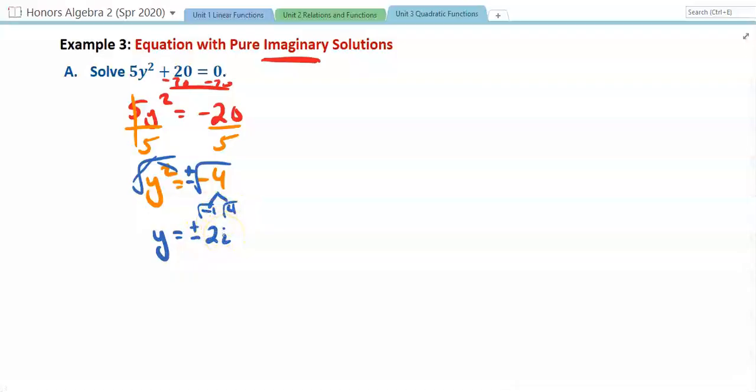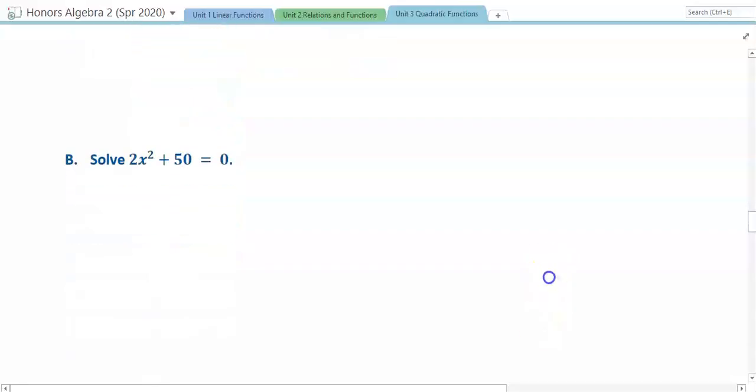Because remember, a quadratic should have how many solutions? 2. But these are imaginary solutions, so does this cross the x-axis? No. And we're going to talk more about that as we get into sections 5 and 6 this and next week. All right, so again, I'd like to pause for a second, take a second to try this problem.